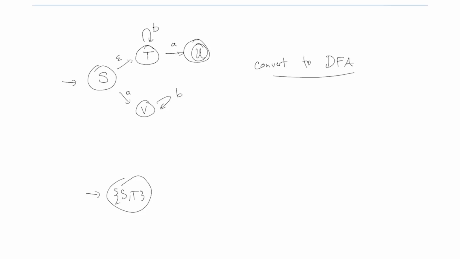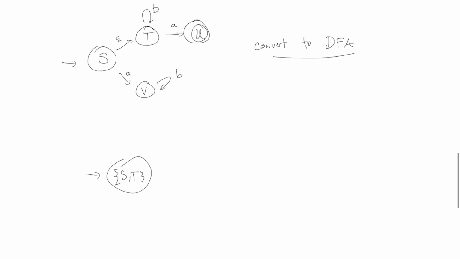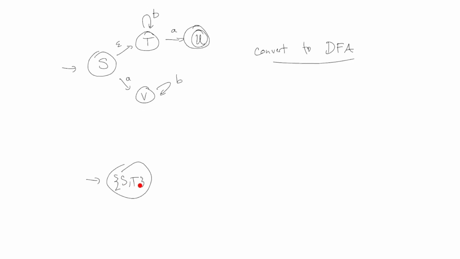That's because this consists of the original starting state together with all other states reachable by epsilon. Okay, and now I am just going to draw arrows. Because this is going to be a DFA down here, I need an A arrow and a B arrow. So my A arrow from S and T, it means if I do A, where are all the states that I could end up in if I start in S and T and then do A?